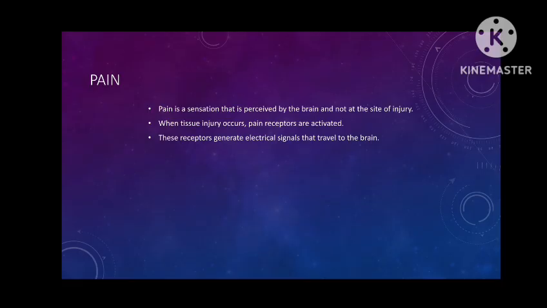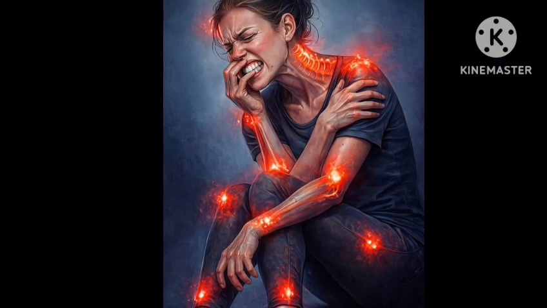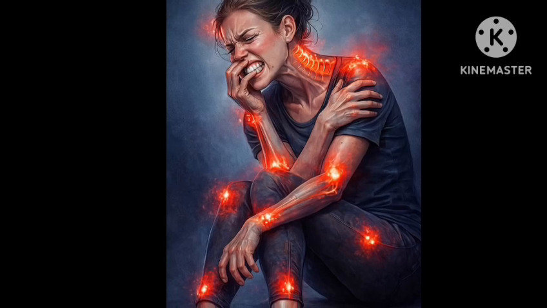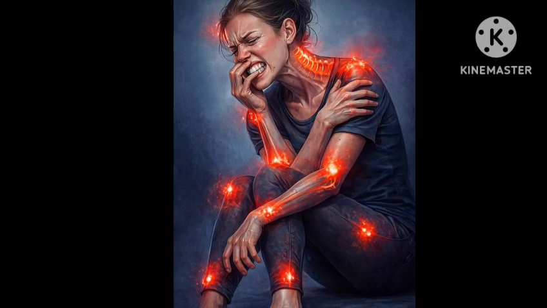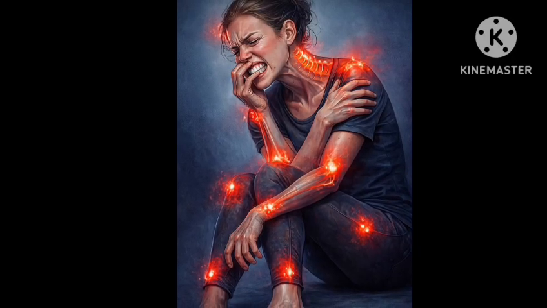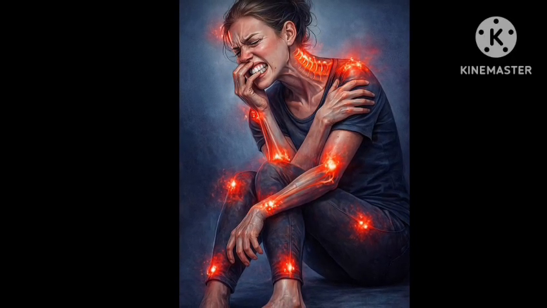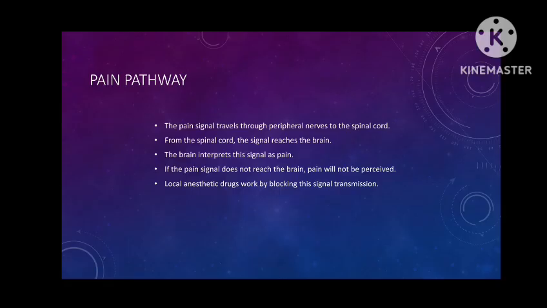And these receptors convert the physical or chemical stimulus into electrical signals that can be transmitted through the nervous system. Once the nociceptors are activated, they generate electrical impulses, and these impulses travel through peripheral nerves toward the spinal cord. After reaching the spinal cord, the signal is further transmitted through ascending pathways to the brain, where it is finally interpreted as pain.